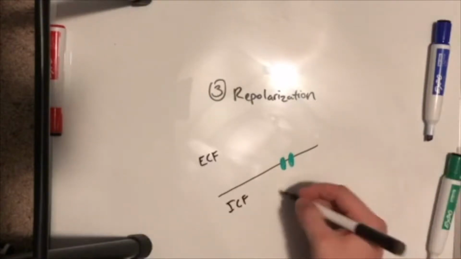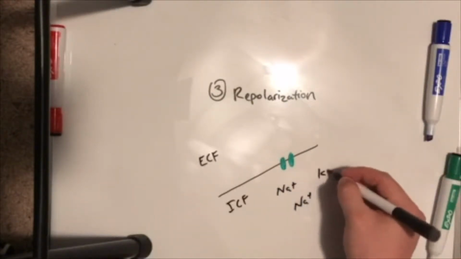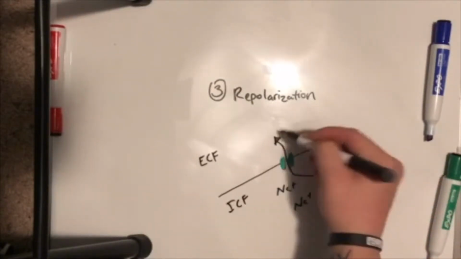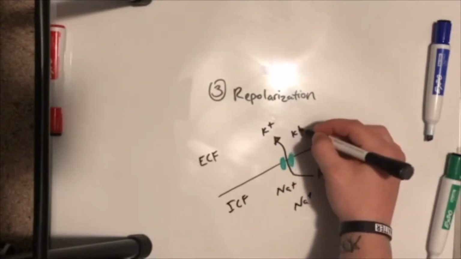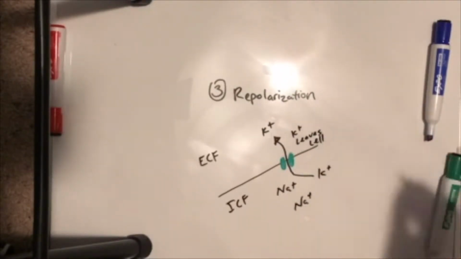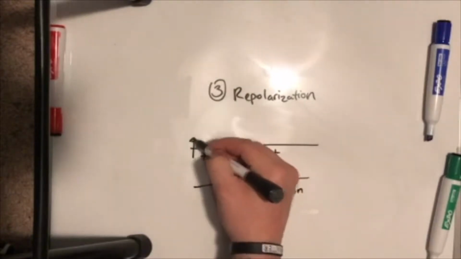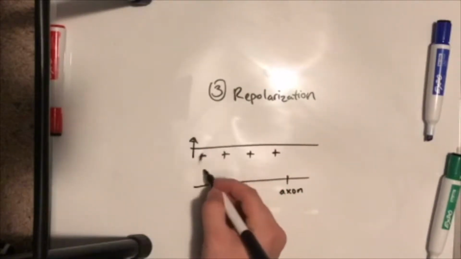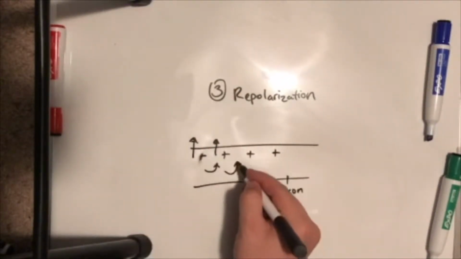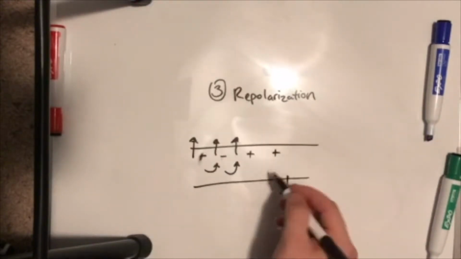The next step is repolarization. Due to the abundance of positive charges inside the cell, potassium channels begin to open so potassium can start moving out to the ECF. This causes the charges to become negative once again, restoring them to their previous state.